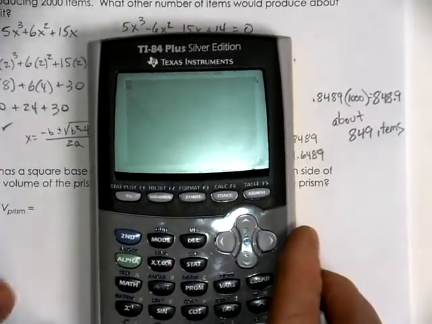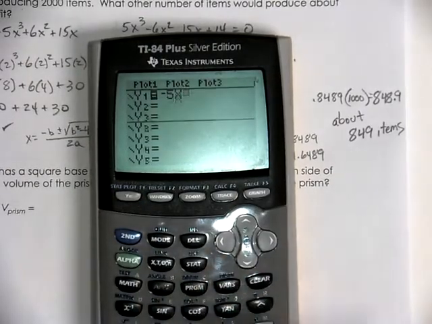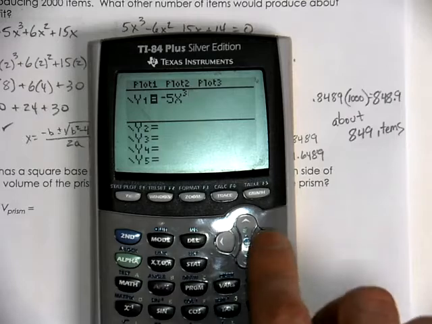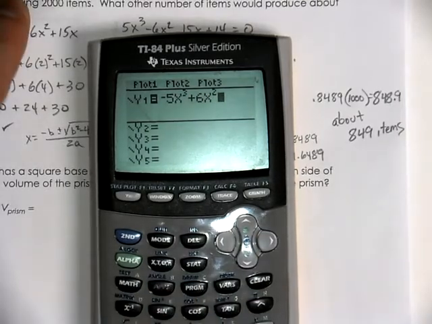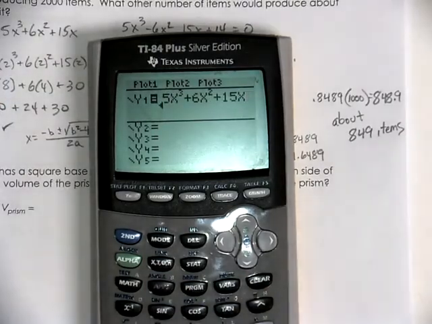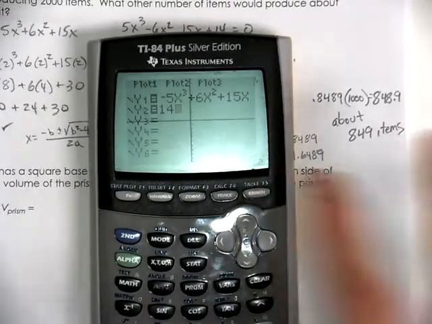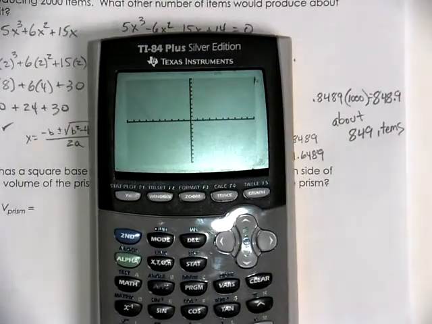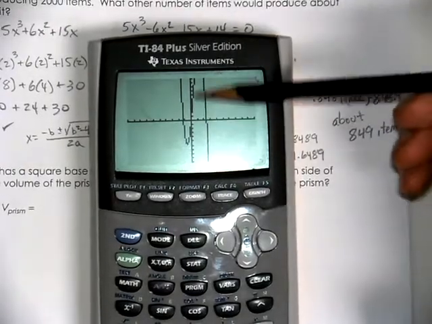So if we look at our calculator, in y equals, if we type in negative 5x cubed plus 6x squared plus 15x, that's our equation. And we want to know, when does this equal 14? And we hit graph, and we can see the graph get plugged in here. But what we don't see is the 14 because our grid only goes up to 10.